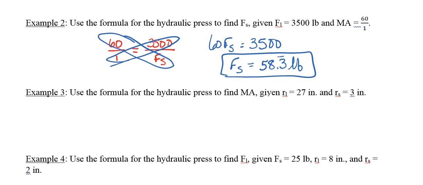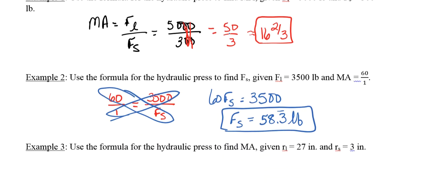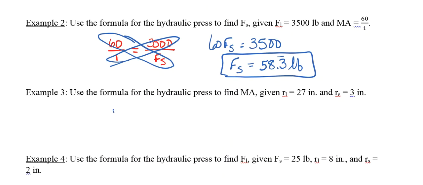This one is dealing with things in terms of radius, and that happens a lot with pulleys and things that have a round object that you're working with. So if you look up above, when you're dealing with the radius, you have to make sure you square them for the mechanical advantage. So my mechanical advantage here is R for the largest one squared over R for the smaller one squared. So it's going to be 27 squared divided by 3 squared.